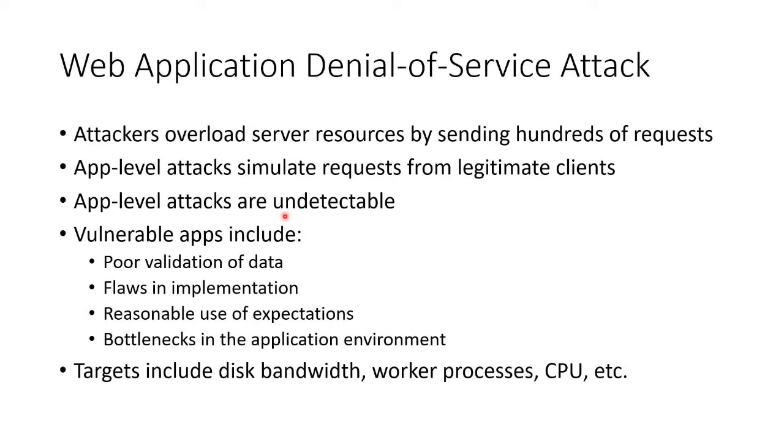Vulnerable apps could be ones that have poor validation of data, flaws in implementation. They don't have a good expectation of the amount of load of usage, or there are bottlenecks in the environment itself, like not enough CPU, not enough RAM, not enough disk. So we could do denial of service against the web app itself, or some of the underlying hardware, or the operating system, or the server service.